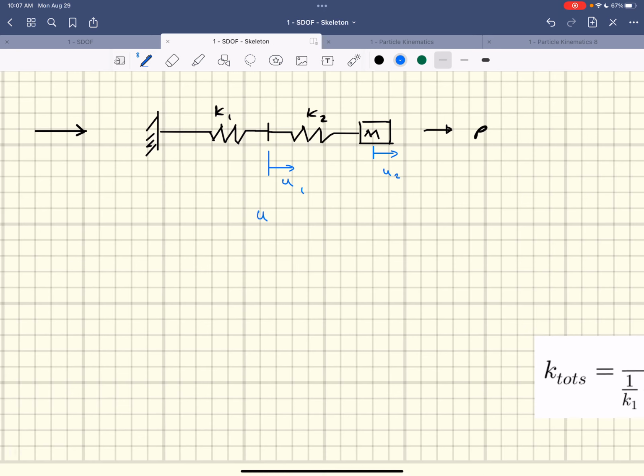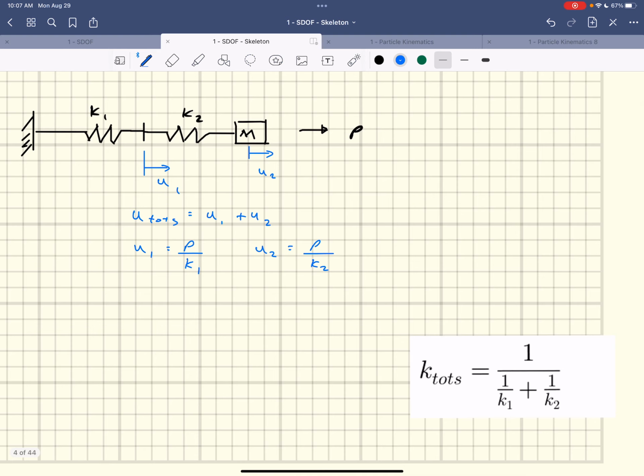So you say U total is equal to U1 plus U2, right? The total displacement will be both of those added together. It'll be this displacement plus that displacement. How much does U1 displace? That's going to be the load P over K1. And how U2 displaces, that's going to be P over K2, because they both are exposed to P, that's constant throughout. So you can calculate how much U1 displaces, how much U2 displaces. And so this becomes P over K1 plus P over K2.